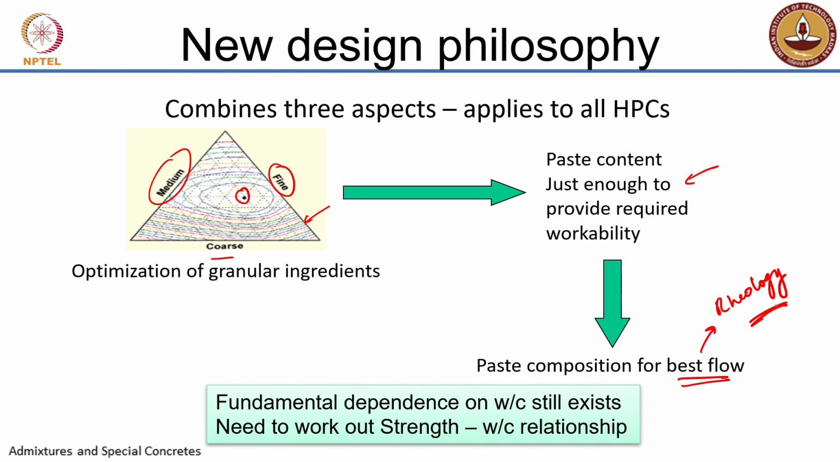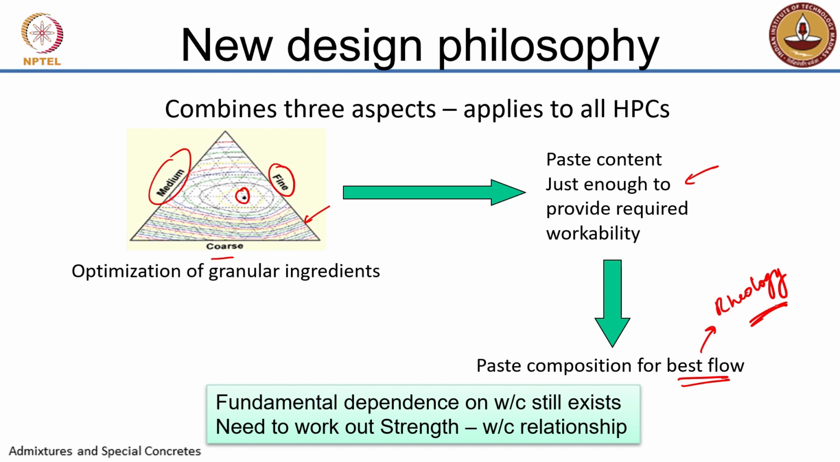The paste is essentially carrying the aggregates along, and the rheological properties of the paste will determine how the concrete workability is governed, right? So these are the three characteristics that you need to solve to do any high performance concrete mixture design. One thing, of course, is the fundamental dependence of strength on water cement ratio still exists. The higher the water cement ratio, the lower the strength.